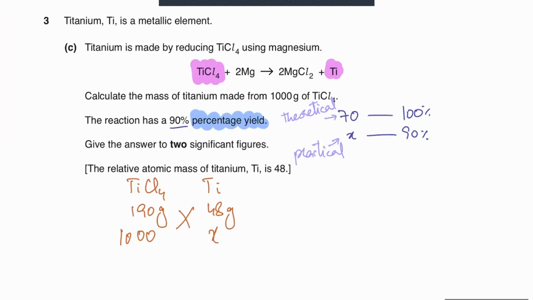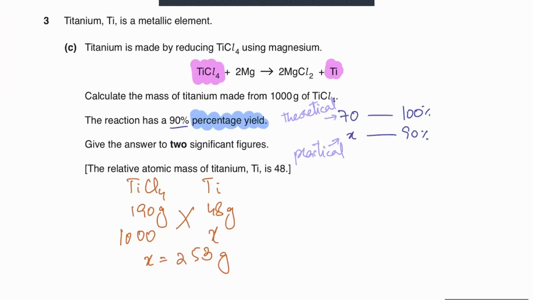But this answer is the one that should be 100%. If the reaction was 100% successful, then this would be my answer. But it's not. It's not 100% successful. Like when I cross multiply, I get 252.6. I'm going to round it off to 253 grams. 253 grams is titanium. If this was 100% true, that's not the case.